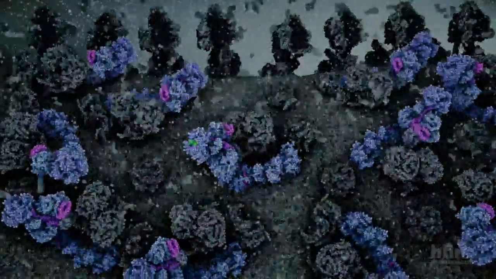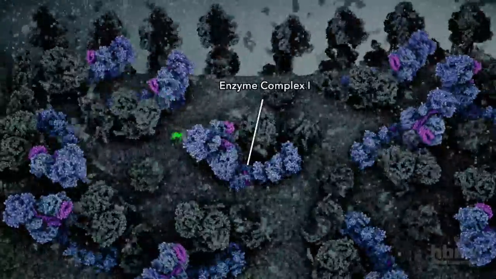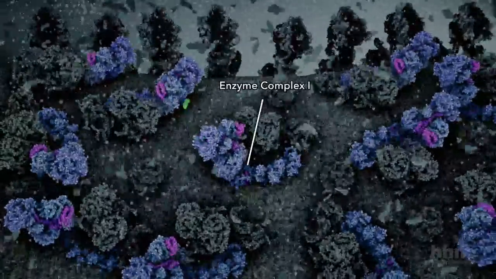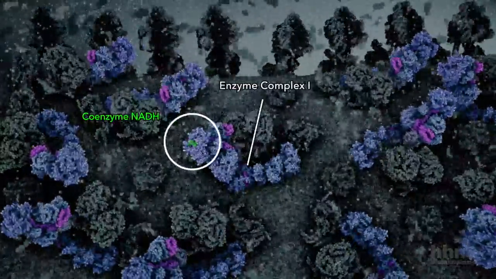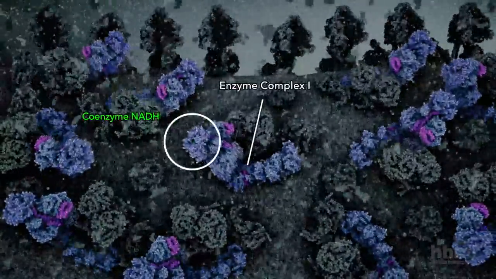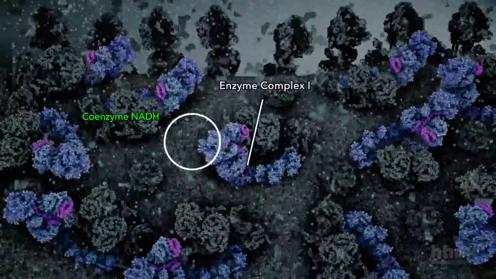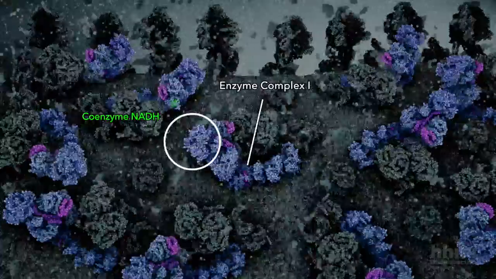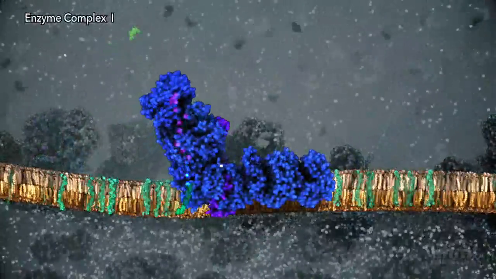The first step in the electron transport chain is performed by enzyme complex 1. Complex 1 receives electrons from coenzyme NADH, a substrate produced by the citric acid cycle. The catalytic mechanism of enzyme complex 1 connects two different kinds of reaction.